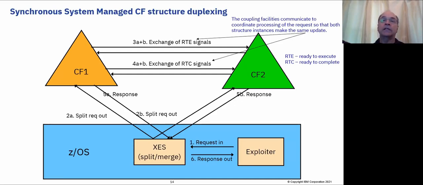So all of this gets even worse if we have CF2 at some distance, right? Then whatever it takes, it's going to cost more. The rule of thumb is 10 microseconds per kilometer for round trip. So you see 3A and B, that's a round trip. 4A and B is a round trip. So we're already adding microseconds depending on how far away CF2 is. Okay, that's how it looks with synchronous system managed duplexing.